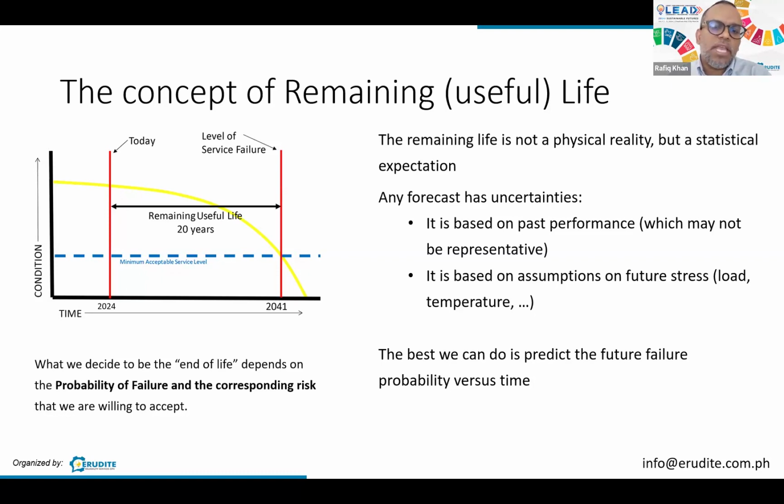So the best we can do is to predict the probability of future failure. But there is a part of it which also remains important, that we know more. The more information is given to us, the more accurate the forecast becomes.